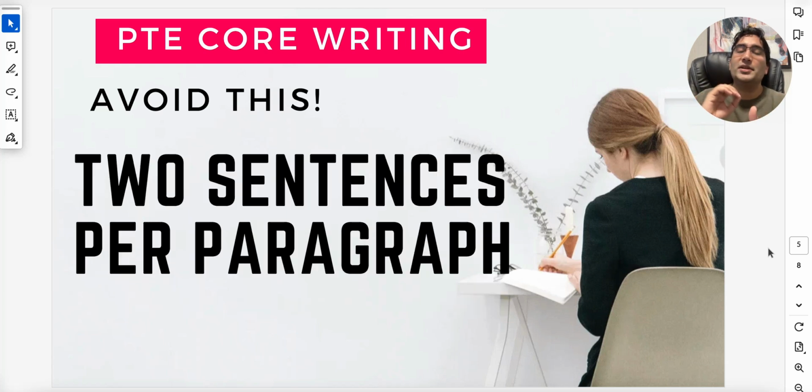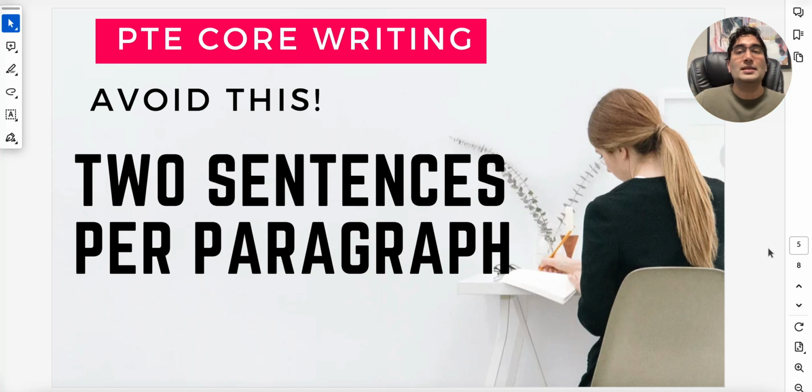Next thing is having 2 sentences per paragraph. Usually you would have 4 to 5 paragraphs. Now, a lot of people think if you just do 1 sentence per paragraph, you will lose marks because it's not enough. Hence, you do 2 sentences or 3 or more per paragraph. When you have 4 to 5 paragraphs, which is a good structure in PTE Core Writing, then you should just do 1 sentence for the intro, 1 sentence in the conclusion, and the body paragraphs can be 1 to 2 sentences, sometimes 3, but 1 to 2 for body are good.